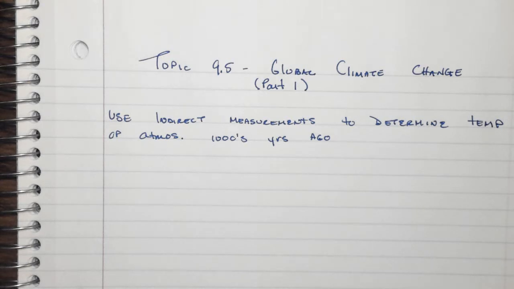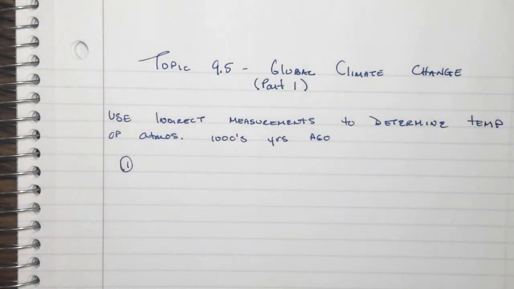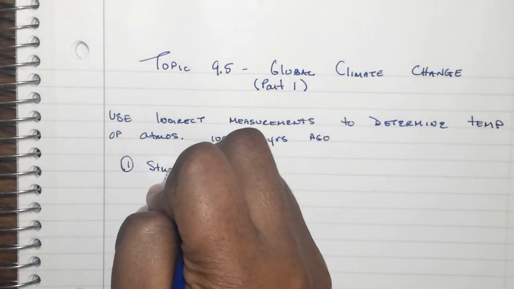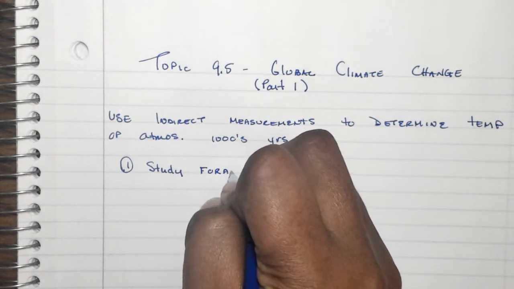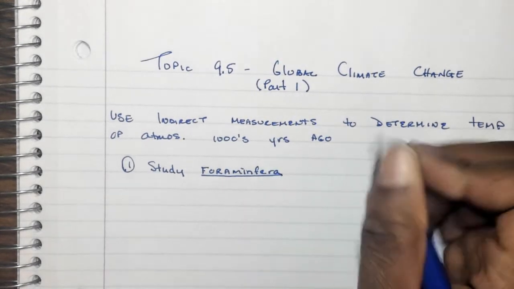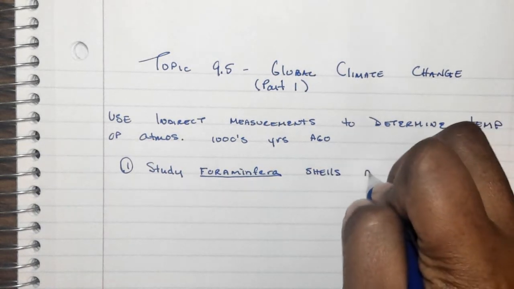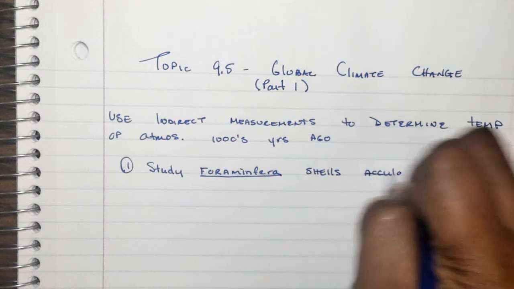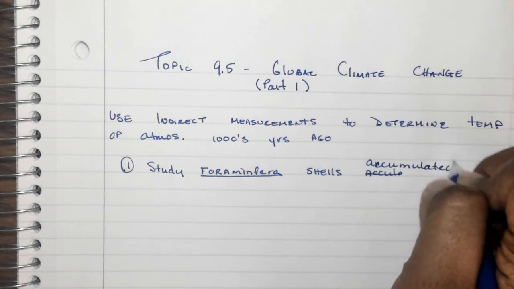All right, so I'm going to go through the different examples, and I'm going to start with the very first one. And this one's kind of weird. We talked about these guys back freshman year. We talked about protists. But we can study these protists that have shells, and they have a funny name: foraminifera. Those shells accumulate in sediment.